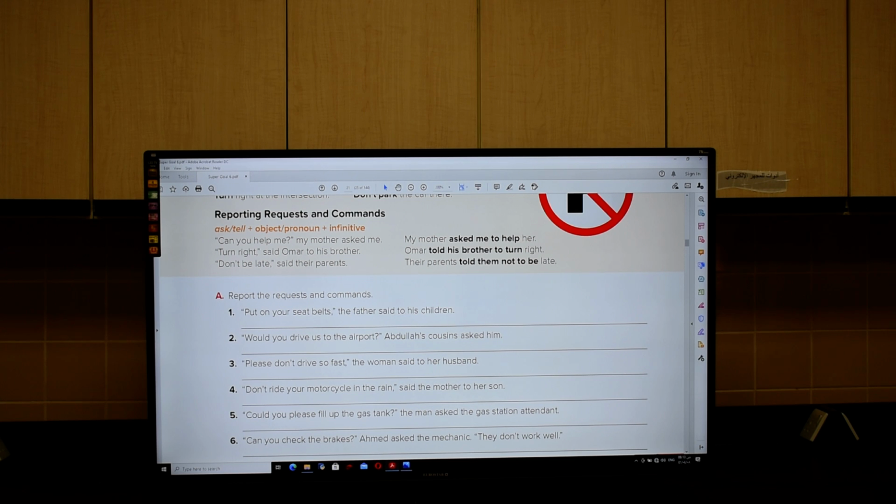Number two, would you drive us to the airport? Abdullah's cousins asked him. So Abdullah's cousins asked him to drive them to the airport.